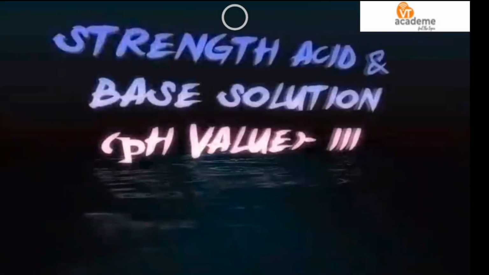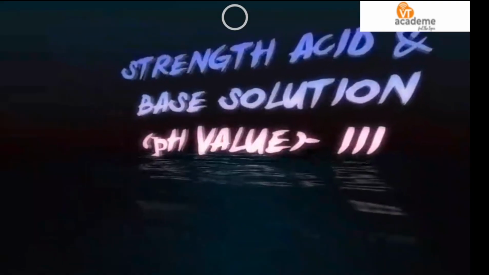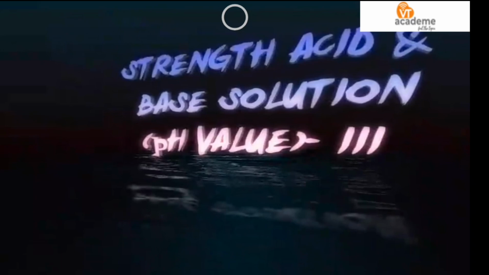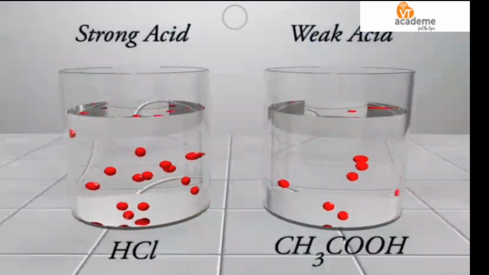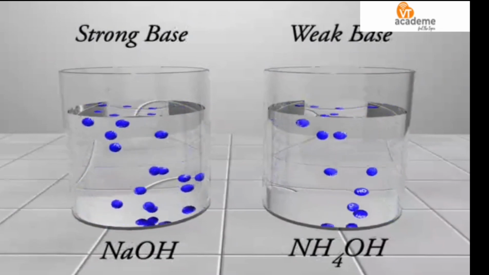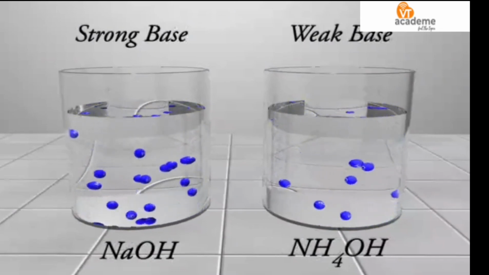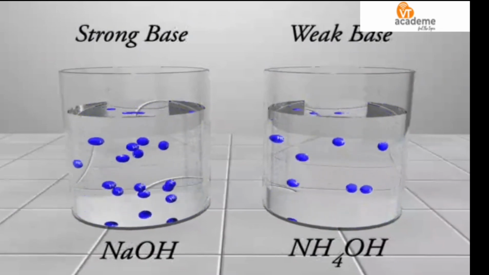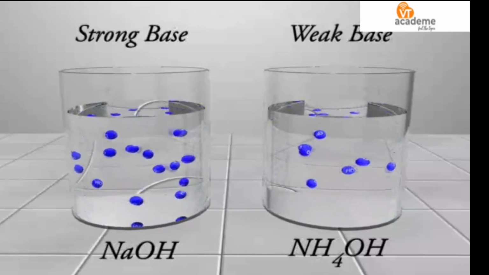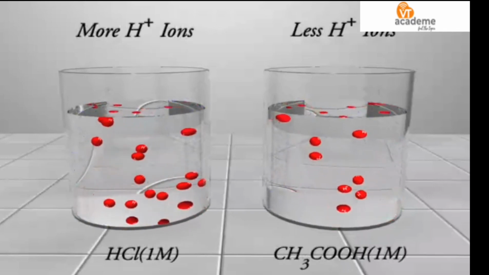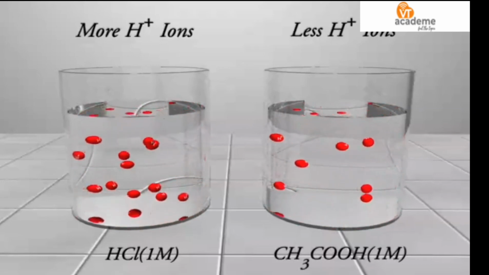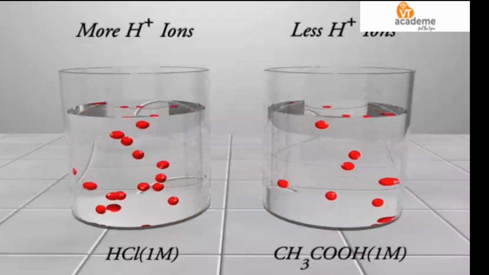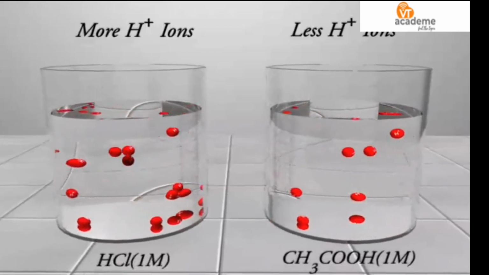Strength, acid and base solution, pH value, part 3. The strength of acids and bases depends on the number of H+ ions and OH- ions produced, respectively. Let us understand this with the help of an example. If we take hydrogen chloride and acetic acid of the same concentration, say 1 molar, then these produce different amounts of H+ ions.